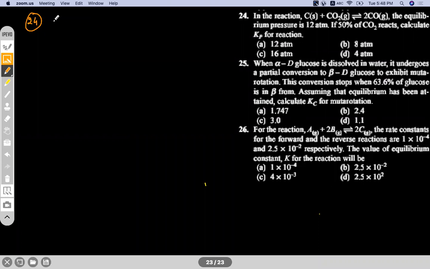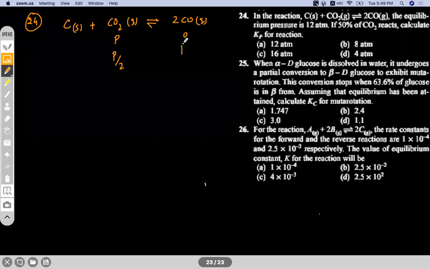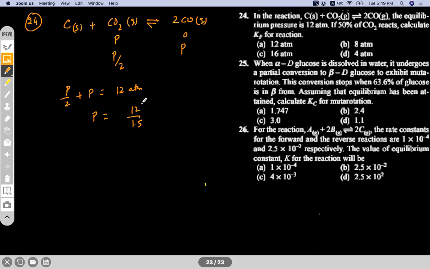50% of CO2 reacts. Acha. So what we need to do here, suppose we have carbon solid plus CO2 gas gives 2CO gas. If it is P initially, this would be zero. Half of this reacts, so P by 2 is left, and 2 into P that forms, right? Because 1 gives 2. So if it is P minus 0.5P, then this would be P, right? This is given P by 2 plus P is equal to 12 atm. Right, so 1.5P is equal to this, P is equal to 12 by 1.5. That is the pressure we have.